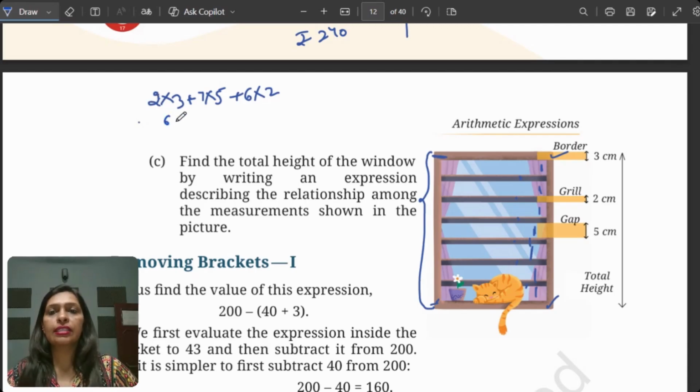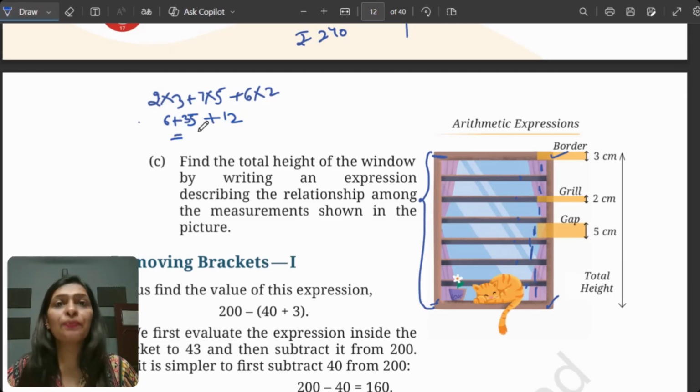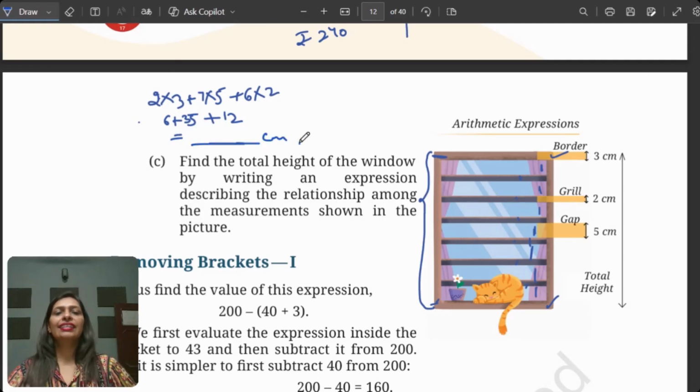So 2 threes are 6, 7 fives are 35, 6 twos are 12, and you can just simply add them. And let's see what is the answer you're getting, write it in the comment section. That is the answer. That is the height of the window.